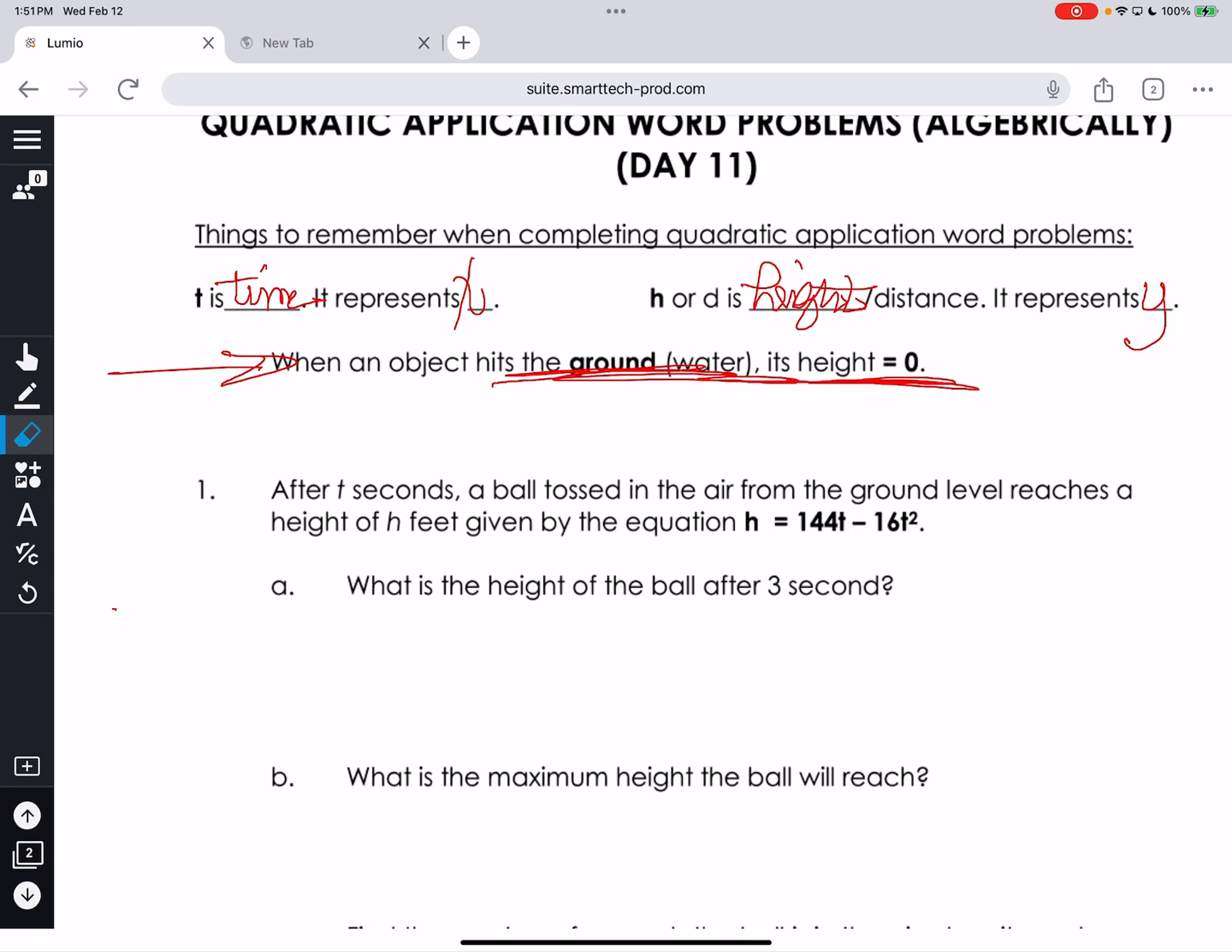Tell me about that equation. What's wrong with it? What do we need to do to be able to use it? We need the square to come first. Excellent. And the reason I'm being picky, it needs to come around, is because when you're grabbing the opposite b, I don't want you to grab negative 16 and make it a positive. So we're going to rewrite it: h equals negative 16t squared plus 144t.